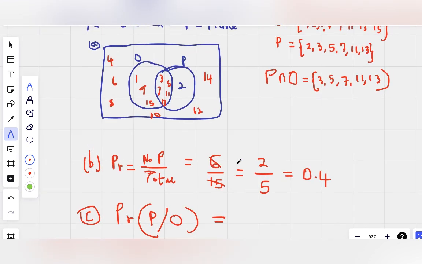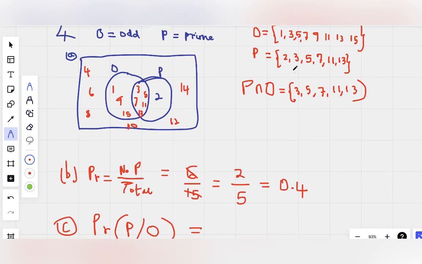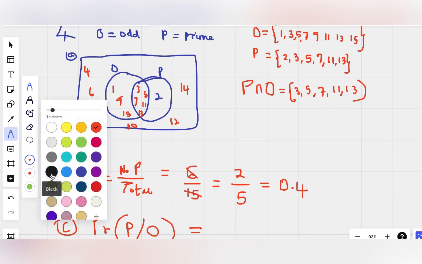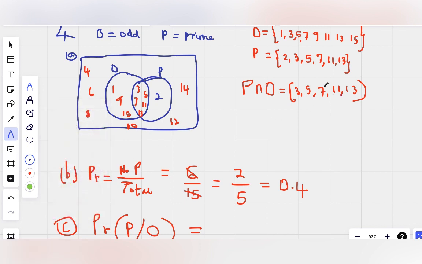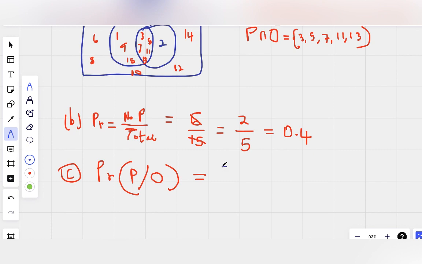So if we count the odd prime numbers, how many are there? 1, 2, 3, 4, 5. There are 5 of them because you do not count this one. 2 is not odd. So we have 5 over what? Is it given that it's odd?